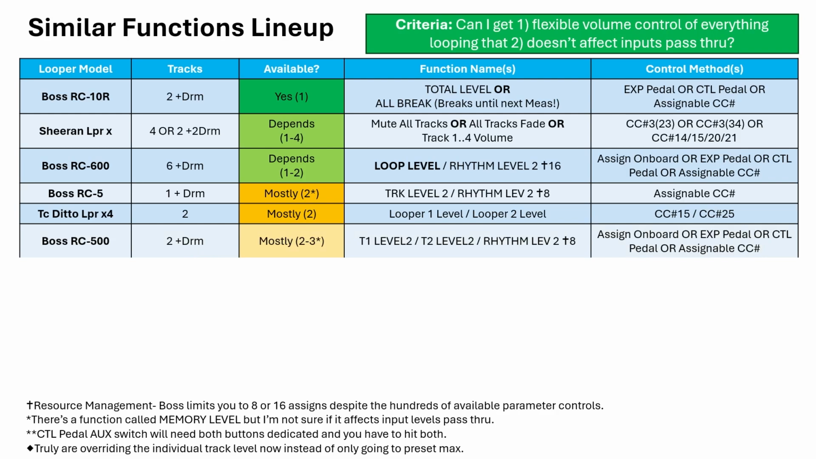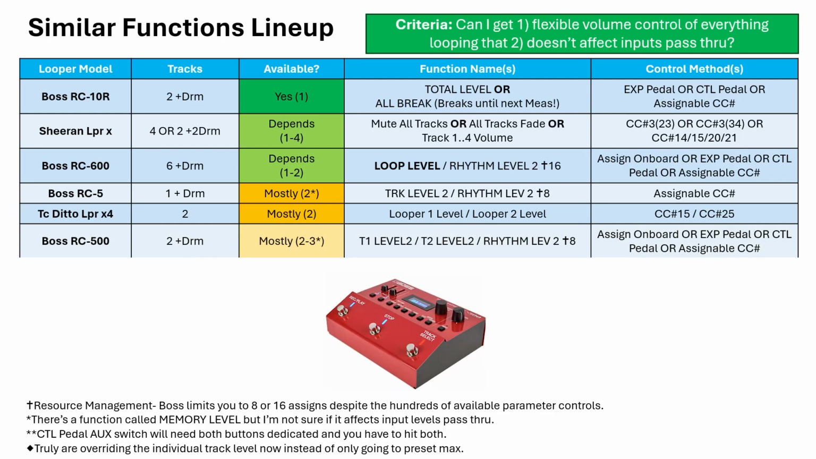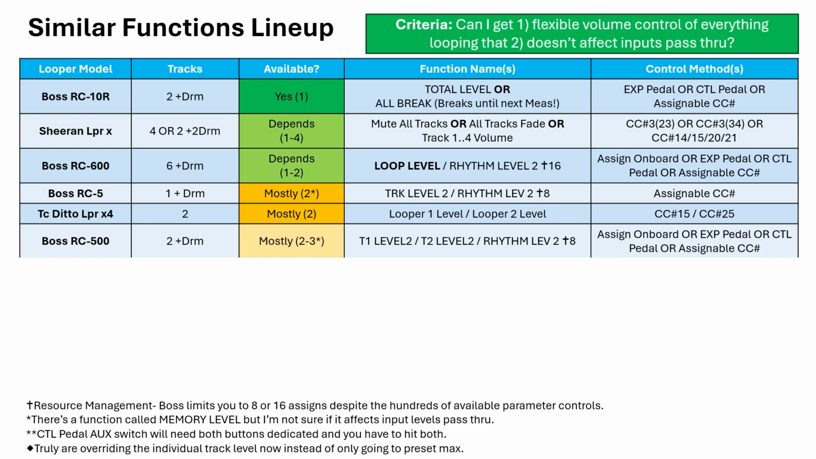Next is the Boss RC500. It's got 2 tracks plus a drum track. This is, again, mostly all there. You got to send 3 functions this time: T1 level 2, T2 level 2, rhythm level 2, and again, this only has 8 assigns, so you got to use up 3 just for this. That's pretty tough to swallow.